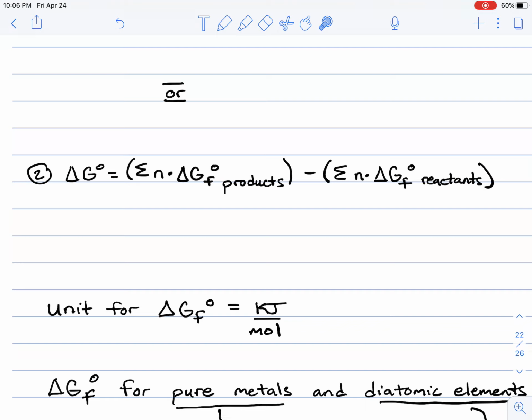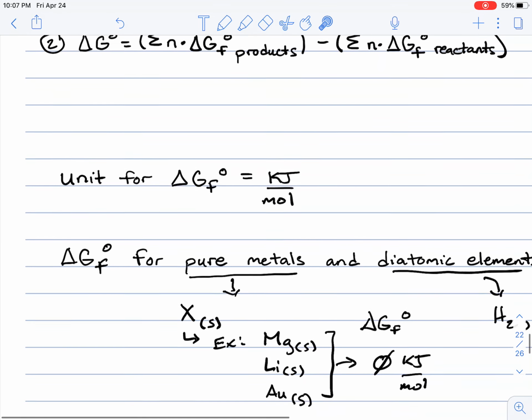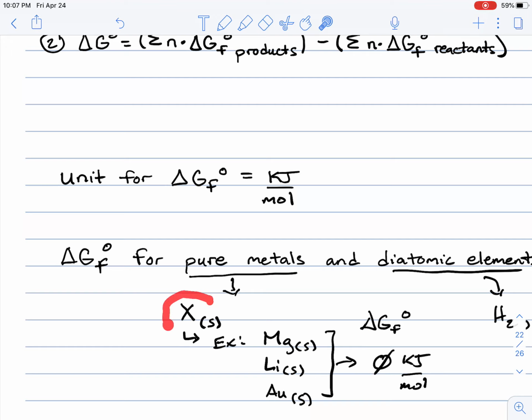Now, let's go ahead and talk about the standard free energy change of formation for pure metals and diatomic elements. That's something that we've kind of crossed when we're talking about the enthalpy of formation, or the heat of formation, and entropy as well. For pure metals, for example, if you have a pure metal in your chemical reaction such that it's represented only by itself and the symbol solid, right? So magnesium solid, lithium solid, gold solid.